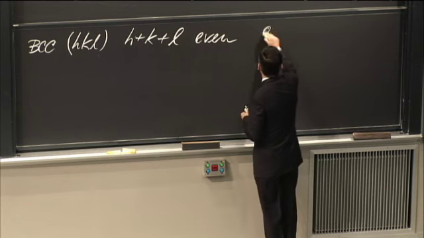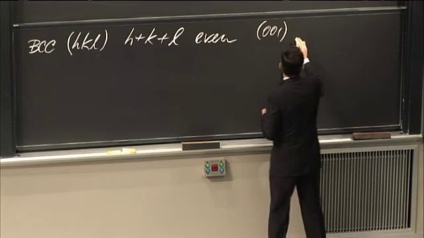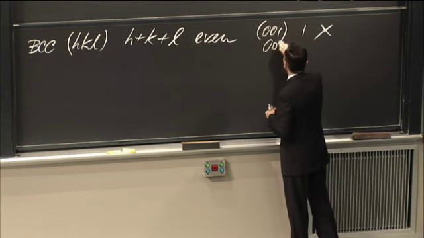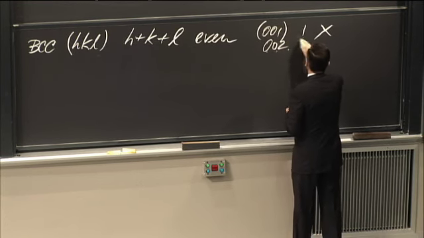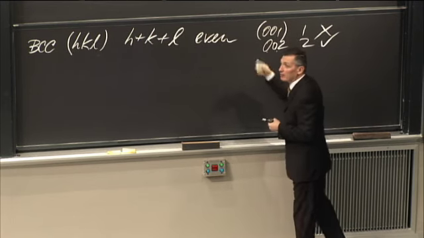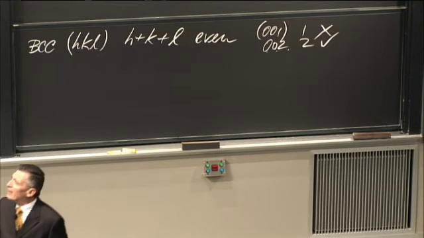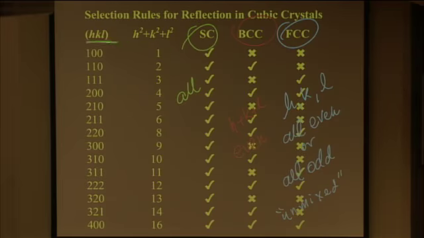So for example, 001, H plus K plus L is 1. It doesn't reflect. 002, 0 plus 0 plus 2 is 2. It does reflect. And so on. And just go down the whole line. And so these are in ascending order of h squared plus k squared plus L squared, because that's a nice way of deciding how to add them up.